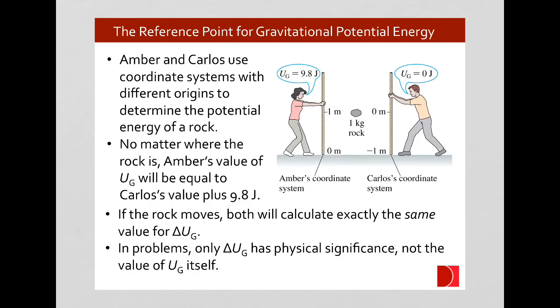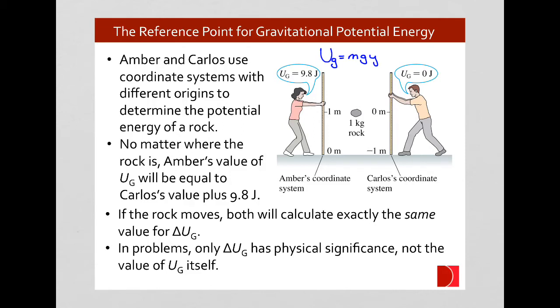We have defined gravitational potential energy as U is equal to m times g times y, where y is a vertical height. When we're measuring vertical height, though, we can measure it with different origins. So in the cartoon we have here, we have Amber and Carlos, and they both have used different origins to measure the height of an object.